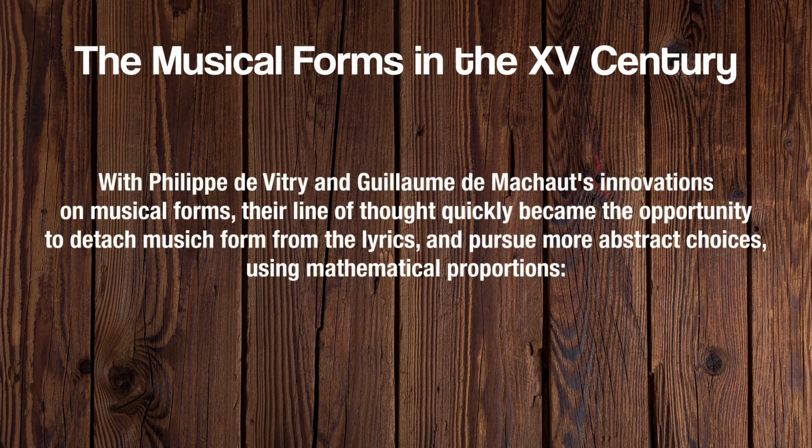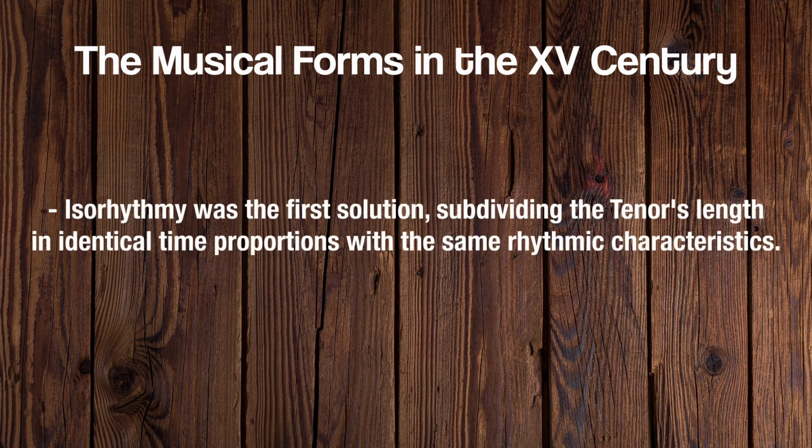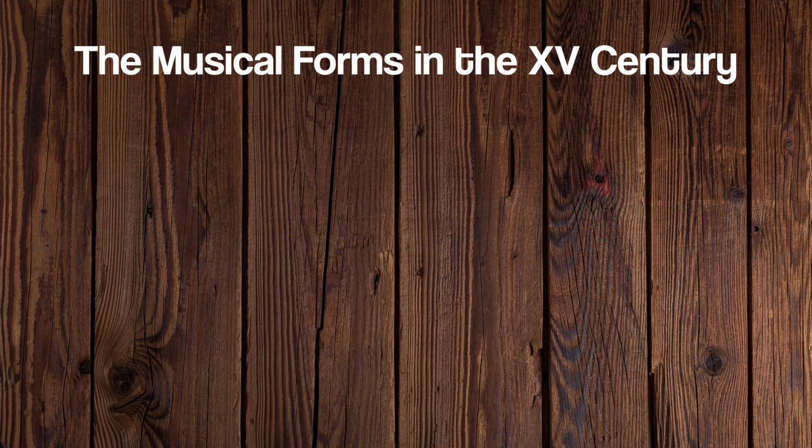With Philippe de Vitry and Guillaume de Machaut's innovations on musical forms, the line of thought quickly became the opportunity to detach musical form from the lyrics and pursue more abstract choices using mathematical proportions. Isorhythmy was the first solution, subdividing the tenor's length in identical time proportions with the same rhythmic characteristics.